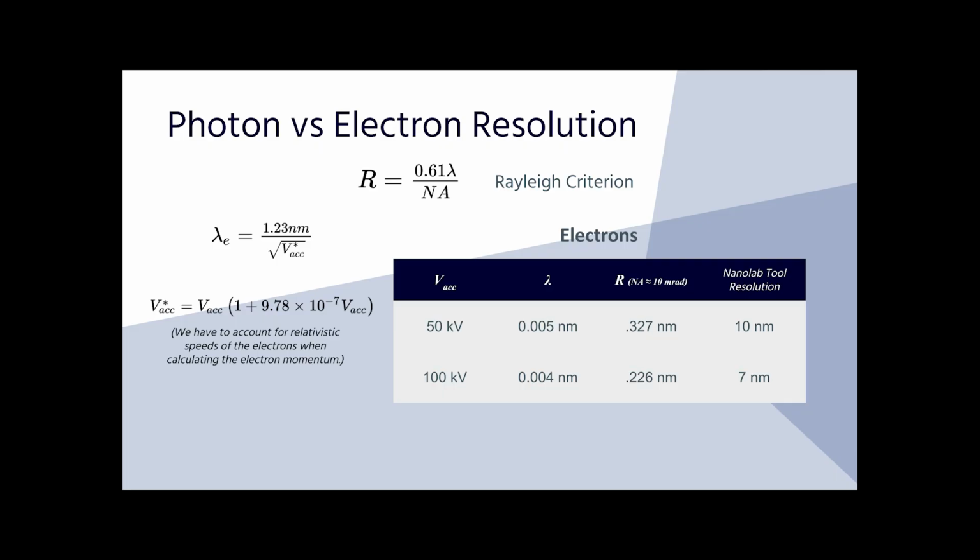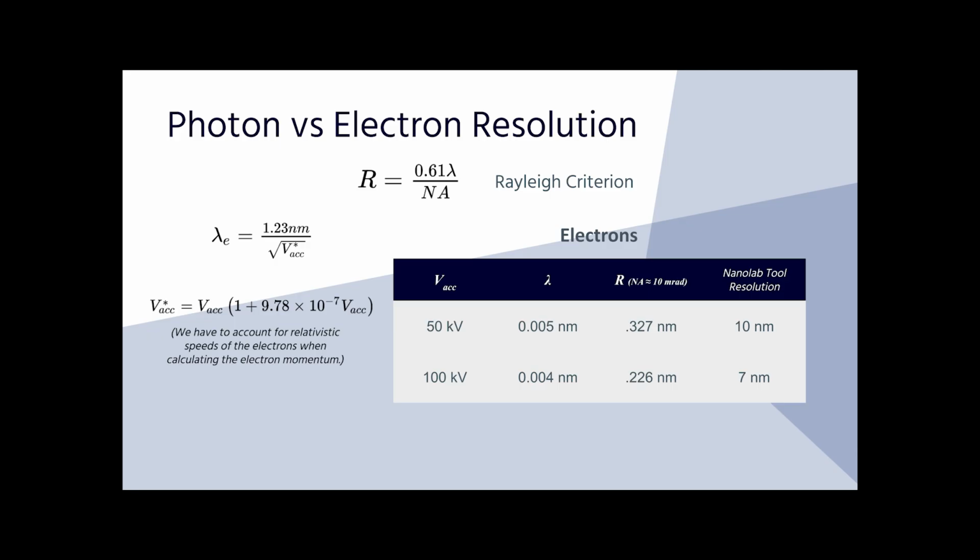This brings us back to the resolution limit for electrons. Using quantum mechanics, we can calculate the wavelength of an electron based on its accelerating voltage, making sure to account for the relativistic speeds of the electron. When we plug these electron wavelengths into the Rayleigh criterion, we get theoretical resolution values which are substantially smaller than what we can actually achieve on the tool. On our 50 kV system, our best resolution is 10 nanometers. In our 100 kV system, our best resolution is 7 nanometers.